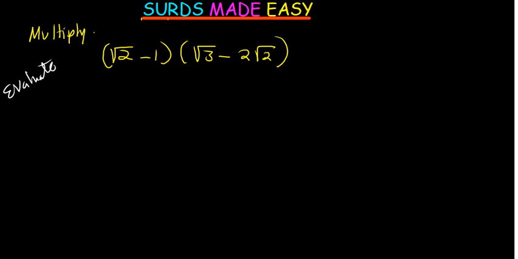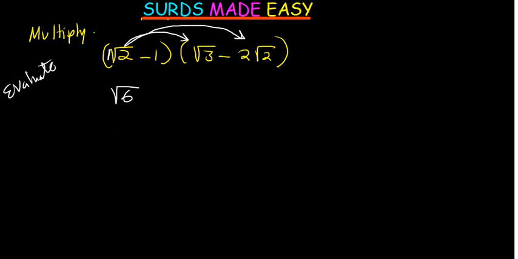So just like we know from the algebra in high school that we did, distribute root 2 times root 3, that is going to give us root 6. And then the root 2 times negative 2 root 2. Remember, there is a 1 outside here, though we can't see it.